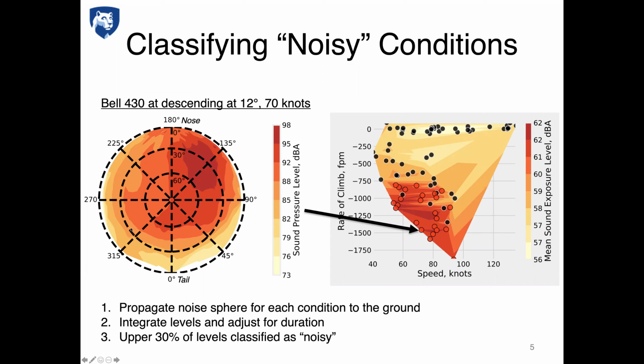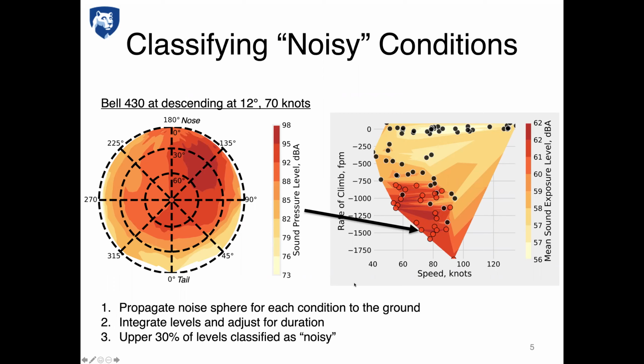Over here on the left is a plot that shows a stereographic projection. So we're looking down into one of these noise spheres, and this is for a descending flight condition of the Bell 430. We can see over here on the upper right of this plot, we're radiating quite a bit of Blade-Vortex interaction noise forward and towards the advancing side of the helicopter. So we're going to take each one of these points and then propagate to the ground.